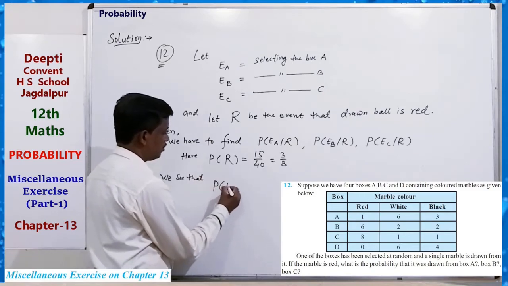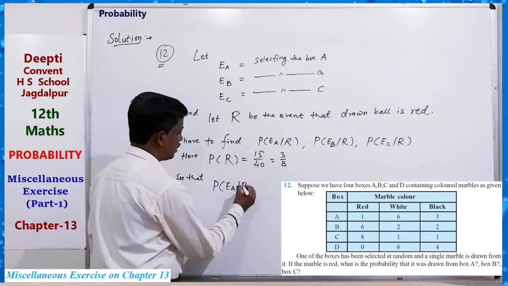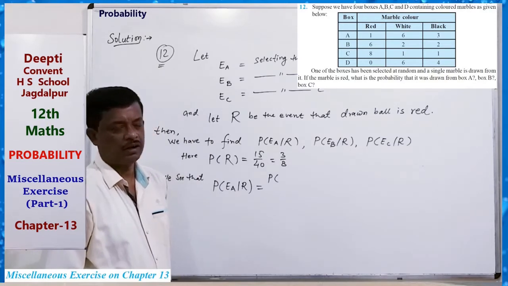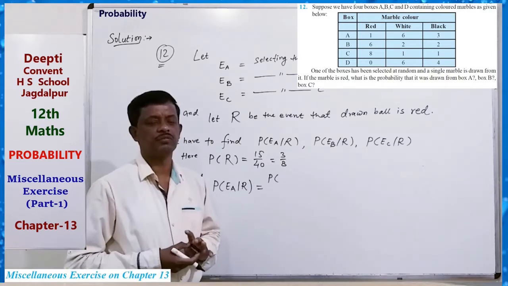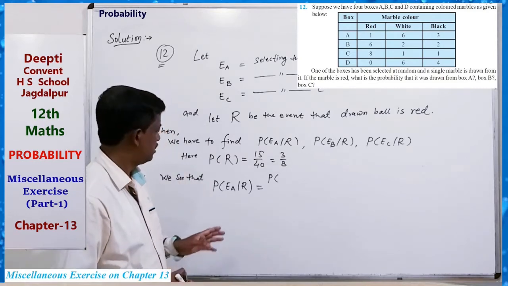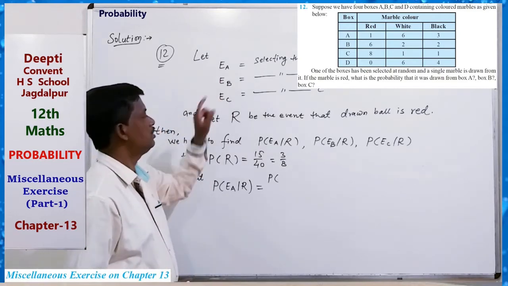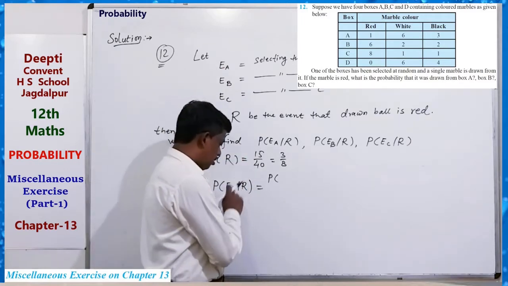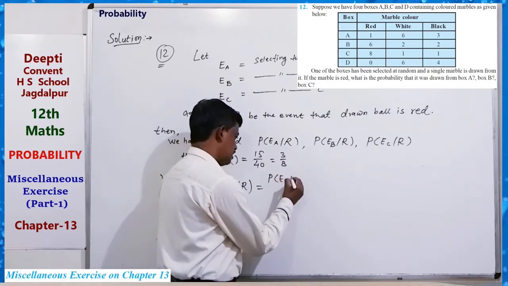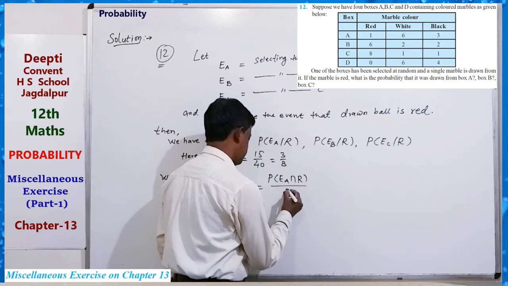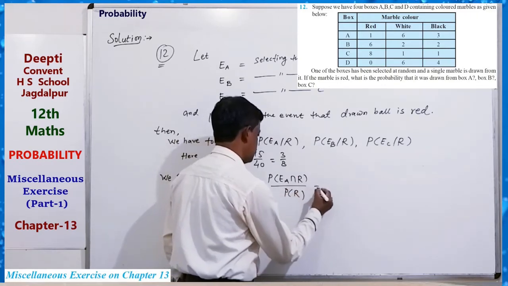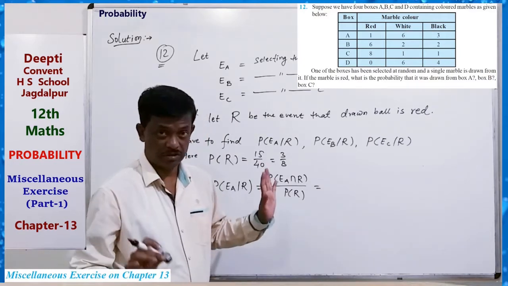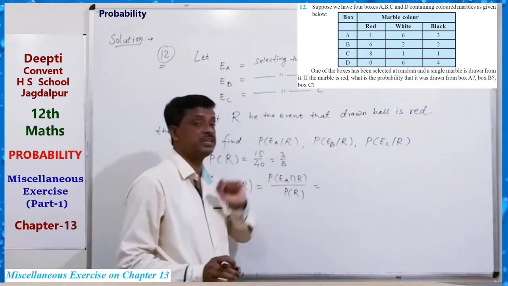Now we see that the conditional probability of EA given R can be found using the conditional probability formula, or the Bayes formula can also be used here. P(EA|R) equals P(EA intersection R) divided by P(R). P(EA intersection R) means both: a red ball comes and it is from box A.